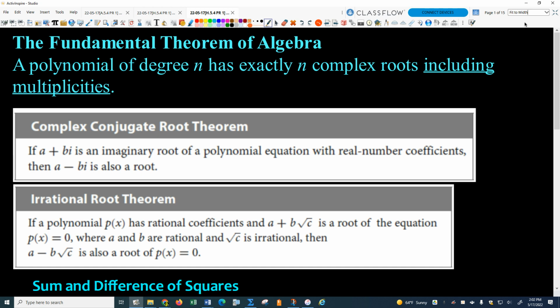If it's a linear factor with a multiplicity, like if I had x cubed as one of my factors, then x equals 0 is going to count as 3.